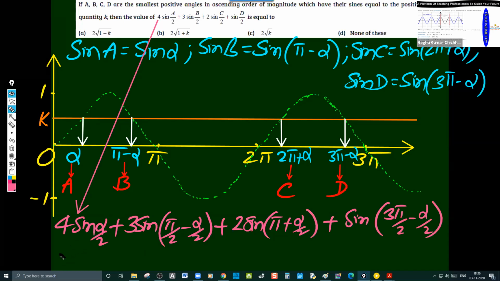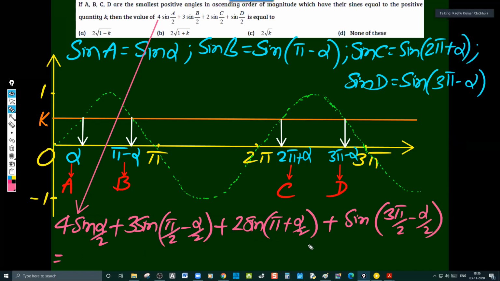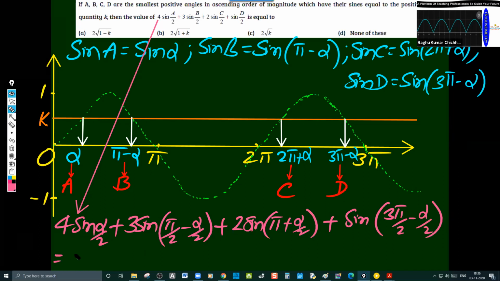Come on, tell me now. What is the final step here? 4 sine alpha by 2. I'm writing direct step if you understand. This is 4 sine alpha by 2. This is minus 2 sine alpha by 2. This is third quadrant, negative. So 4 sine alpha by 2 minus 2 sine alpha by 2 is 2 sine alpha by 2.